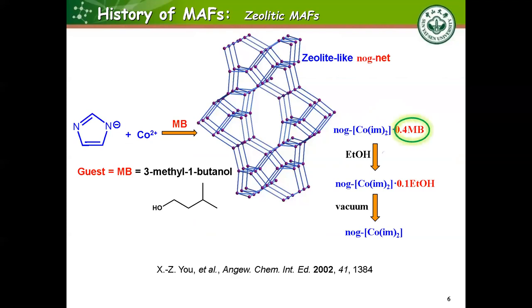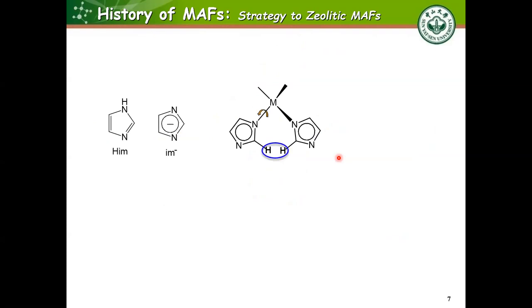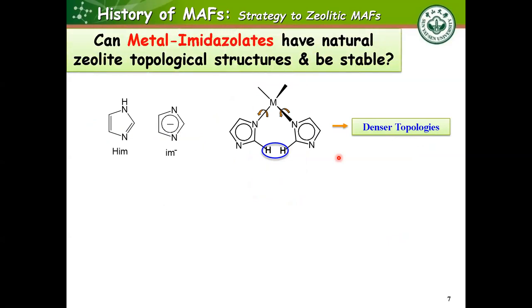One of them has zeolite-like topology NOG, and this apparent porous structure can host a quite large butanol. Although the large butanol guest can be exchanged with smaller ethanol, the number of exchanged guests was much reduced, implying a reduction of the pore size. Moreover, no gas absorption was reported for this guest-free sample. Thus, no permanent porosity was confirmed in this paper. In fact, without any substituent or side group, imidazoles have more freedom to rotate around the coordination bond. Thus, they easily lead to the formation of a dense structure.